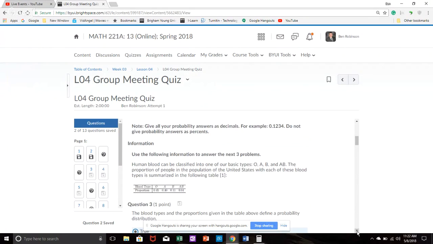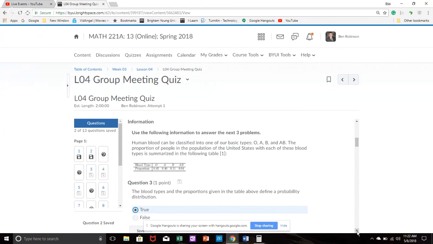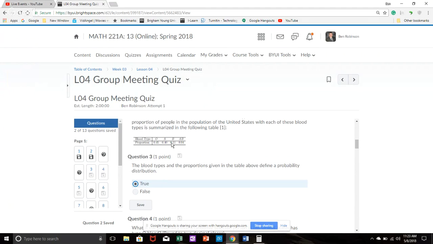Okay. So it says, use the following information to answer the next 3 problems. Human blood can be classified into one of four basic types, O, A, B, and AB. The proportion of people in the population of the United States with each of these blood types is summarized in the table below. Question 3. The blood types and the proportions given in the table above define a probability distribution. So I think that's yes, because when you add all these up together, they equal 1. Right. Oh, okay. That's true.